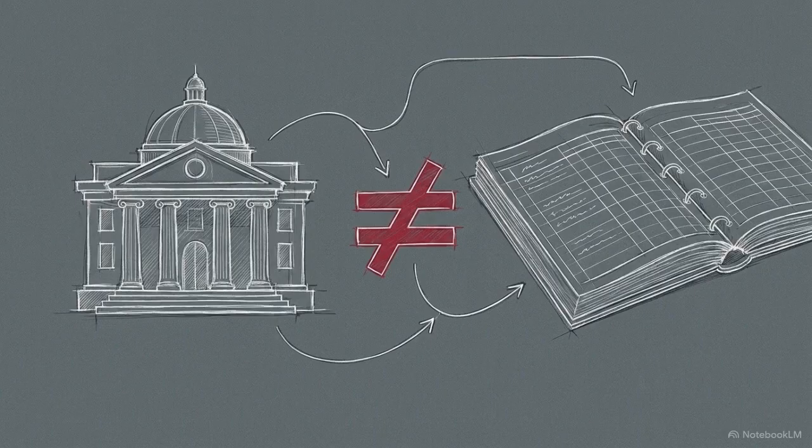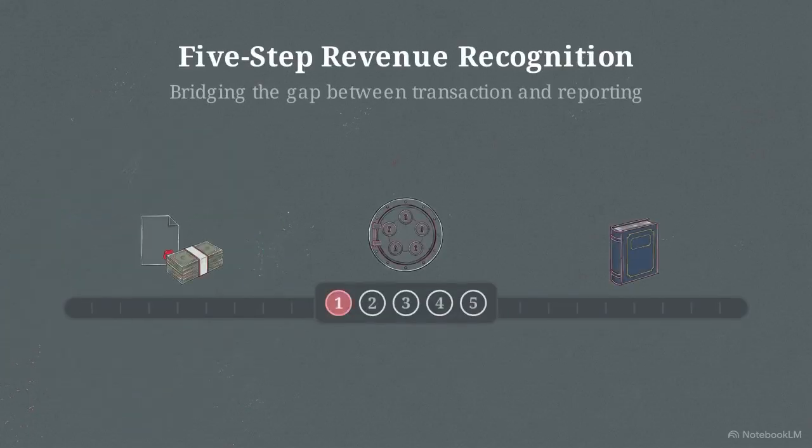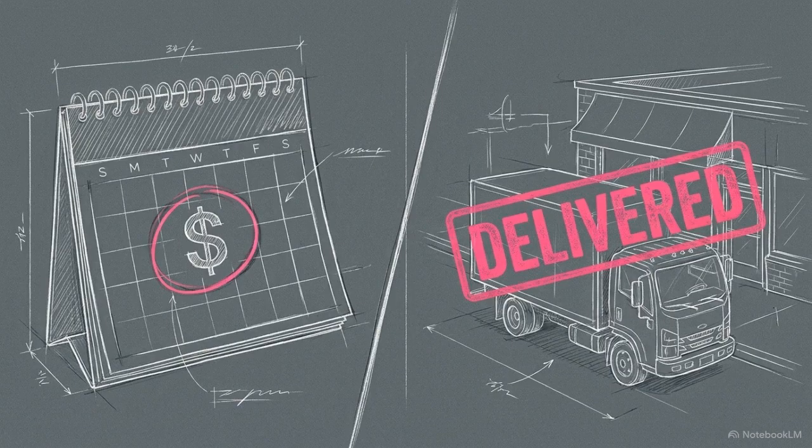This highlights the core principle of modern revenue recognition. Revenue is not synonymous with cash flow. Revenue exists only when control of the promised goods or services transfers to the customer. To manage this, accountants rely on a strict 5-step standardized pipeline. By processing every transaction through these 5 distinct stages, the model ensures financial reporting reflects the actual delivery of goods and services rather than the timing of a payment schedule.